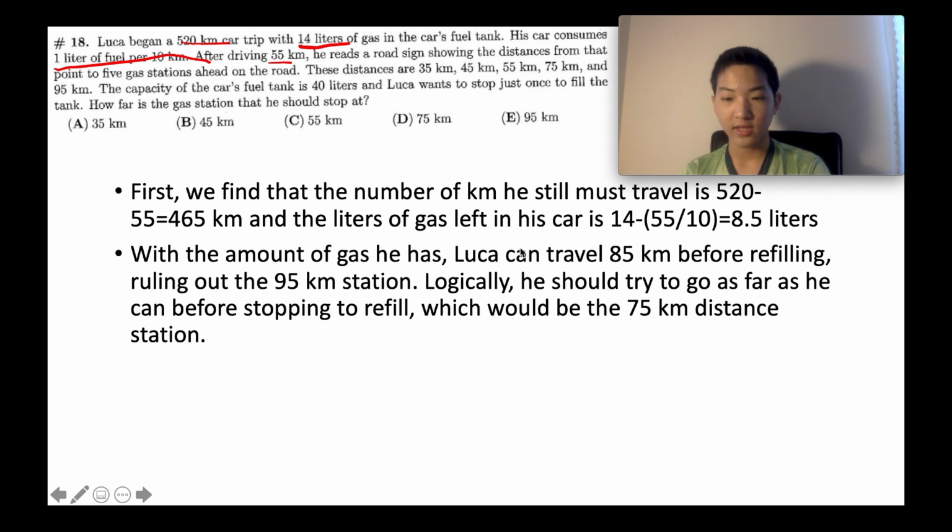With the amount of gas he has, Luca can travel 85 kilometers before refilling. This rules out the 95 kilometer gas station because he won't have enough gas to get there. Logically, he should try to go as far as he can before he needs to refill. So that would be the 75 kilometer distance station.